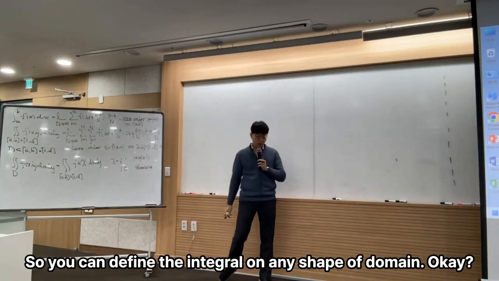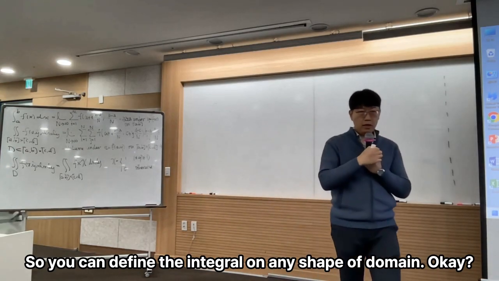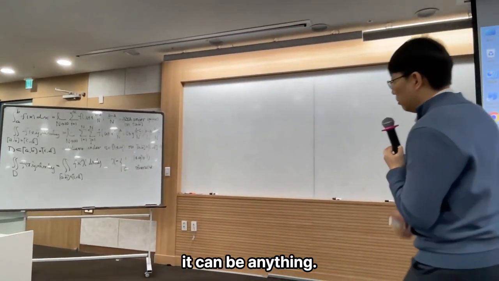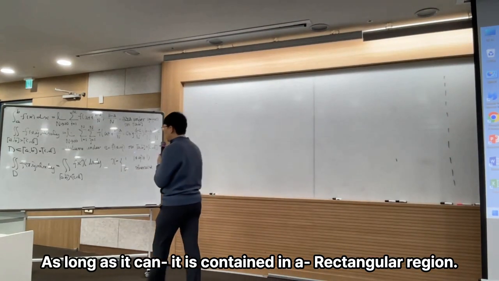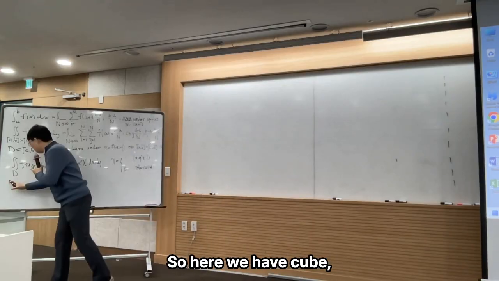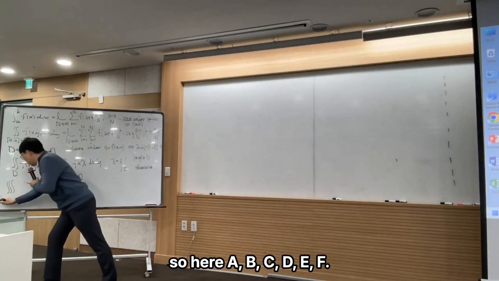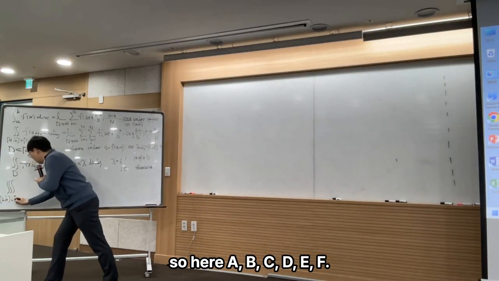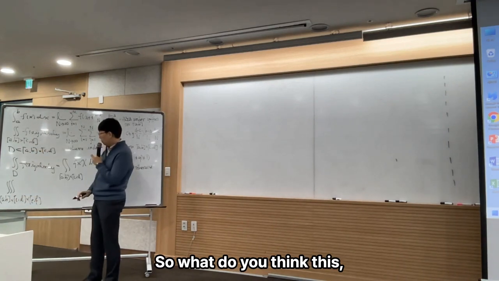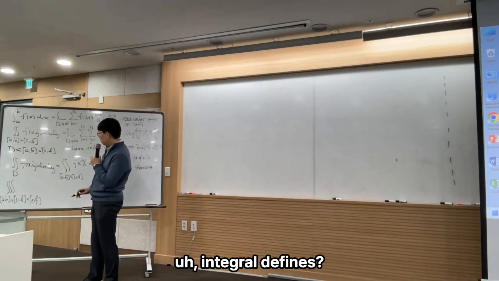So you can find the integral on any shape of domain, not just rectangular, as long as it is contained in a rectangular region. Let me go a little bit further. Here we have a cube, with bounds a, b, c, d, e, f. What do you think this integral defines?